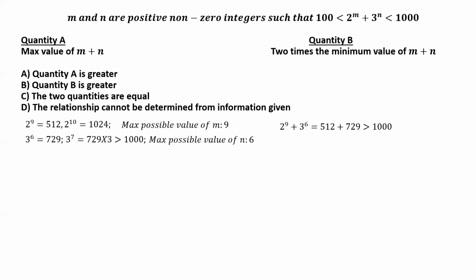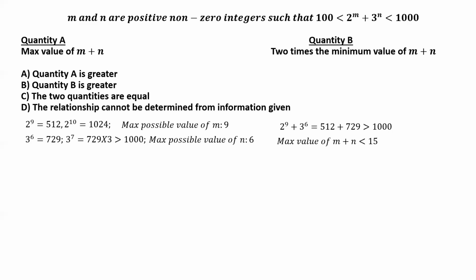So the maximum possible value of m plus n has to be less than 15, right? Because when m plus n is equal to 15, that's for the max possible values of m and n individually, which are 9 and 6 respectively, then the inequality 2 to the power m plus 3 to the power n less than 1000 is not satisfied. So we know that the maximum value of m plus n can't be 15. It has to be less than 15.